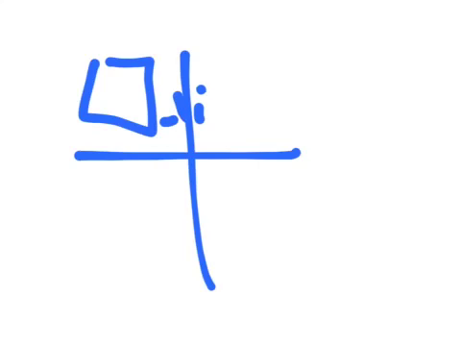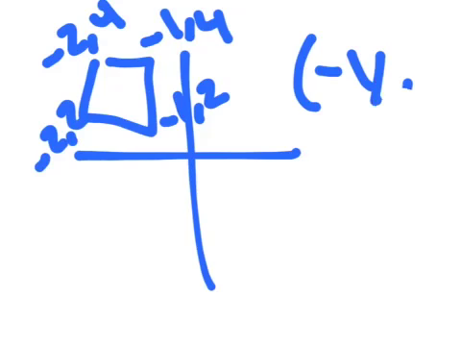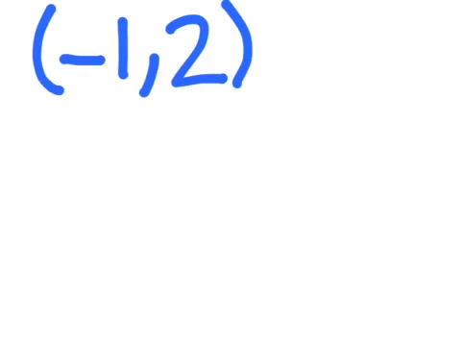Here's an example. Let's say you have a square that you want to rotate 90 degrees, with coordinates negative 1, 2, negative 1, 4, negative 2, 4, and negative 2, 2. You know that the equation for 90 degrees is negative y, x. So to rotate it, you would take one of the coordinates of the square, for example negative 1, 2, and you would do this with each of them, but this is just one.